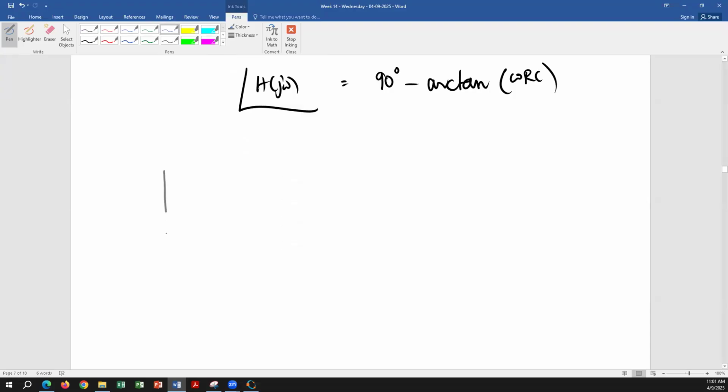I'm not plotting right now in MATLAB because I showed you how to do it and you can do it. I'm just going to plot it here, omega and the magnitude response. And the magnitude response is going to be something like this.